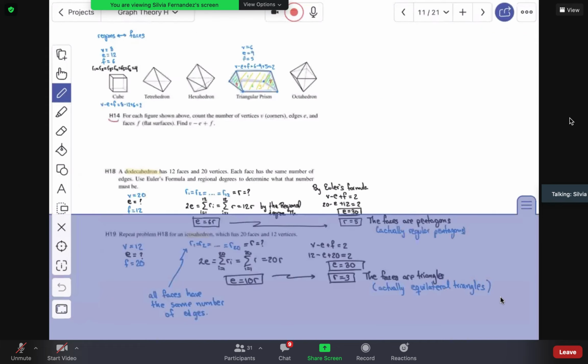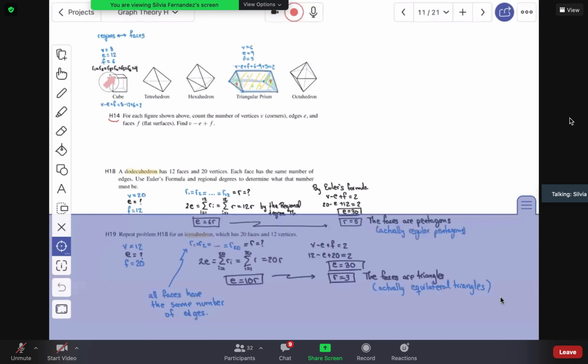Let's see. Let me go back here. Regular means all vertices are equal, right? Regular pentagons. So what are we talking about? Are we talking about edges, vertices, or regions? A pentagon is the face of a polyhedron, right? In any polyhedron, we have the corners. Those are the vertices. The edges are these lines. Zero dimensional, one dimensional, and two dimensional, the faces. And they're saying regular pentagons. So they're telling you what kind of faces you have.